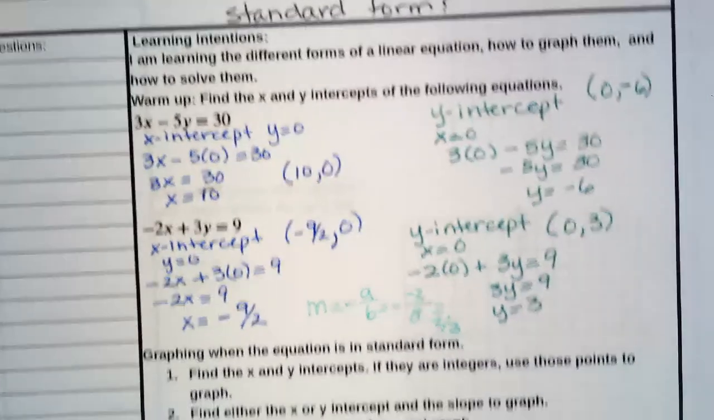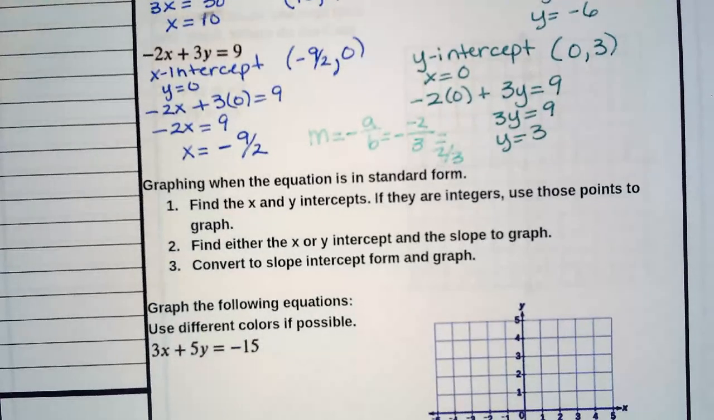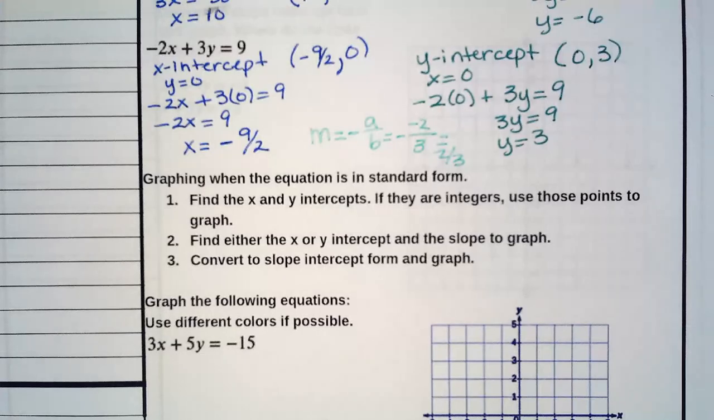So how do you graph when it is in standard form? Find the x and y intercepts. If they are integers, use those points to graph. If you can't do that, find either the x or y intercept and the slope to graph. If you still can't, convert to slope-intercept form and graph.